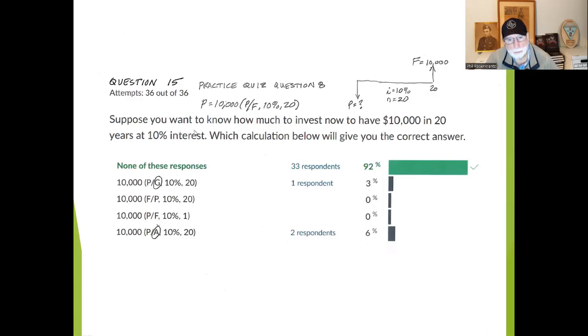Suppose you want to know how much to invest now to have 10,000 in 20 years. This was using basic information, and you want to find the P value, and you're asked what formula you'd use, using the notation. None of these factors shown were correct. So the correct answer was none of these responses. For the first one, there's a gradient here, but there's no gradient anywhere in this question. And then this one talks about a uniform series, but there's no uniform series in this question. Anyway, if you missed this, you need to make sure you understand why you missed it.